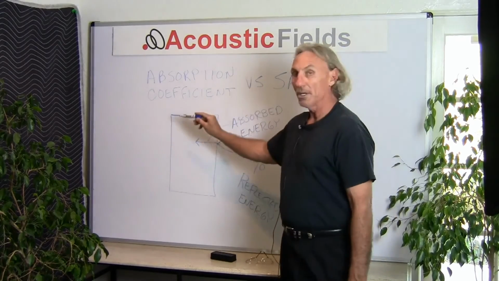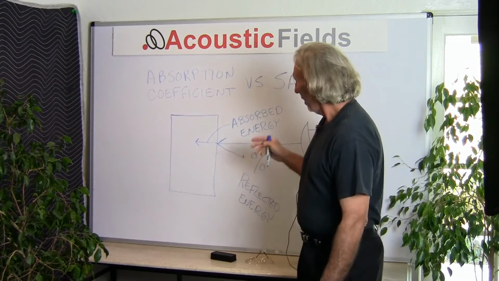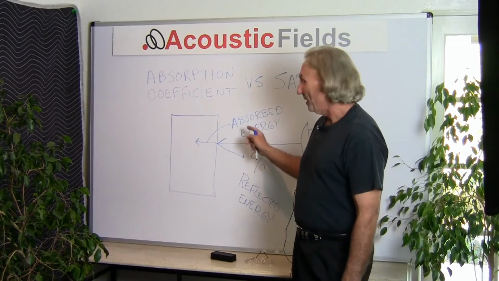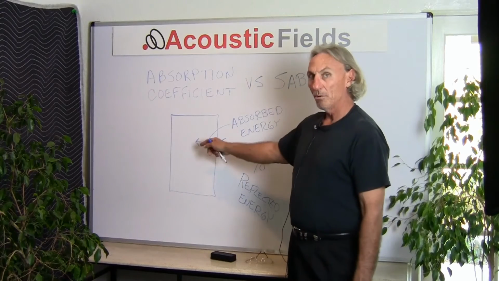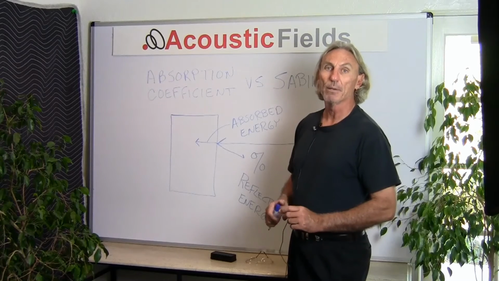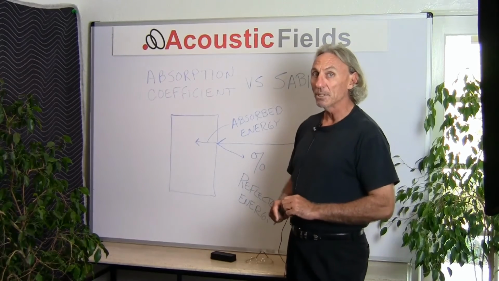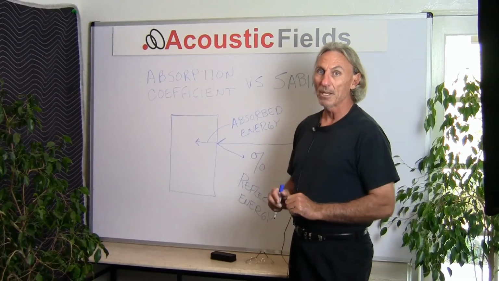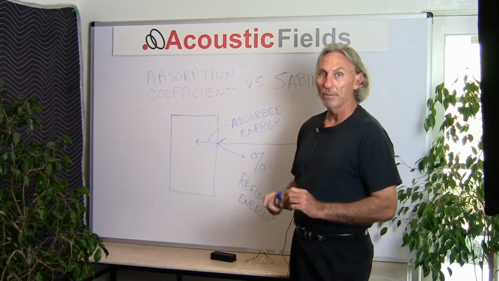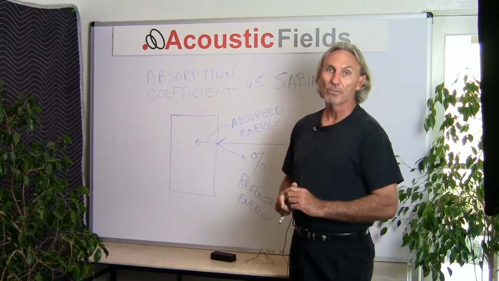So in the particular sample size, and you always have to look at this sample size in test results, that absorption coefficient, which is expressed in a percentage, is a ratio of absorbed versus reflected. So if it's a 60% absorption coefficient, then you know that 60% is absorbed and 40% is reflected. So that's the testing procedure and the interpretation of absorption coefficient, which is always expressed in a percentage. Now let's look at Sabins.